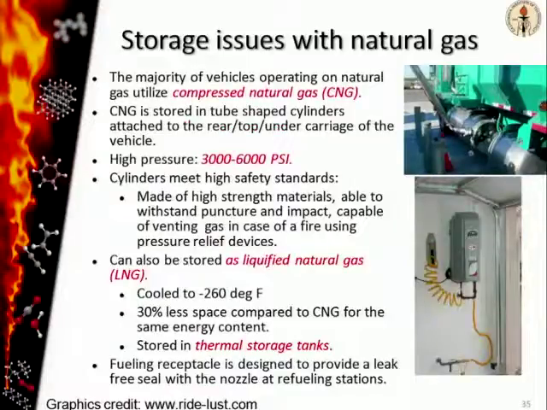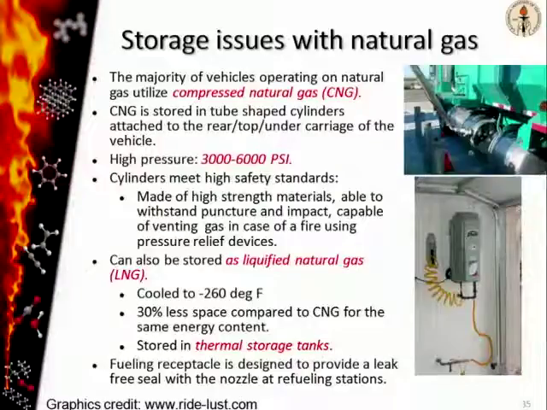So the majority of the vehicles that operate on natural gas operate on compressed natural gas, CNG. It is stored in tube-shaped cylinders, which are attached in different parts of the vehicle. The tanks are kept at high pressure, between 3,000 and 6,000 pounds per square inch. These tanks are designed to meet very high safety standards, made to withstand puncture and impact, and they're capable of venting gas in the case of a fire.